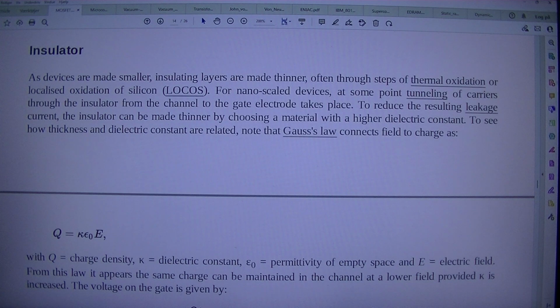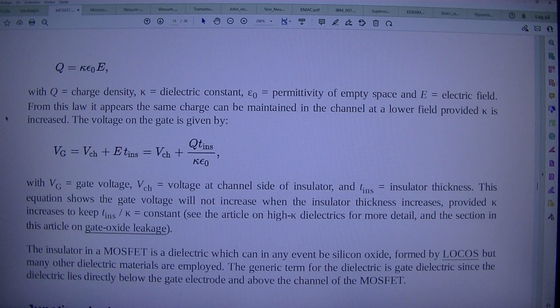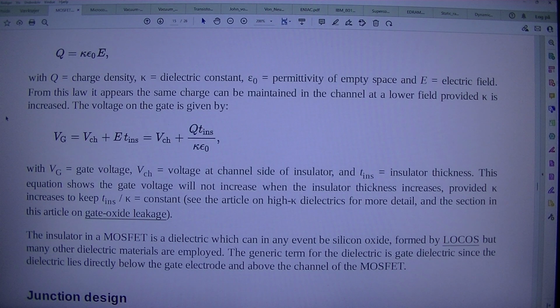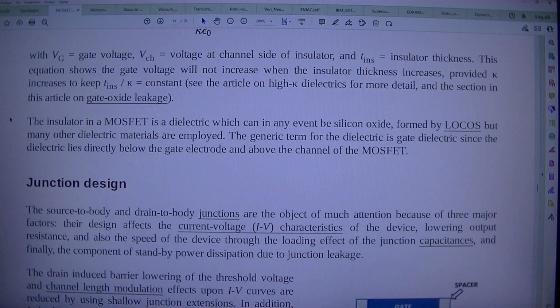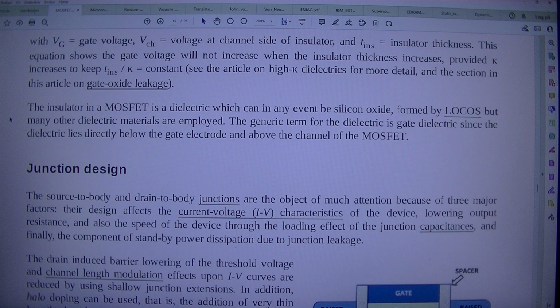To see how thickness and dielectric constant are related, note that Gauss's law connects field to charge as Q = κ ε0 E, with Q equals charge density, kappa equals dielectric constant, ε0 equals permittivity of empty space and E equals electric field. From this law it appears the same charge can be maintained in the channel at a lower field provided kappa is increased. The voltage on the gate is given by Vg = VCH + E·tins, with Vg equals gate voltage, VCH equals voltage at channel side of insulator, and tins equals insulator thickness.